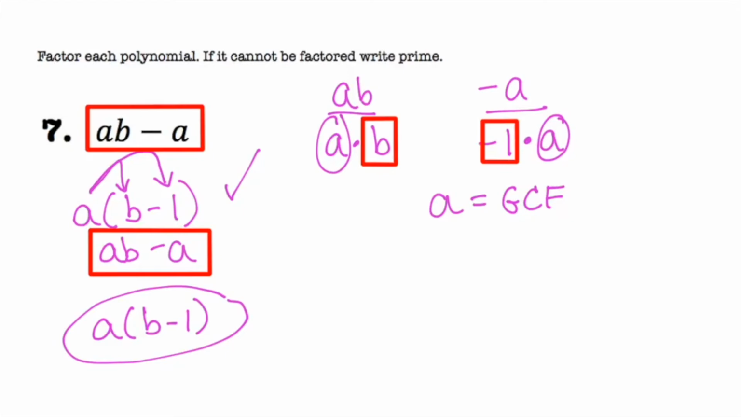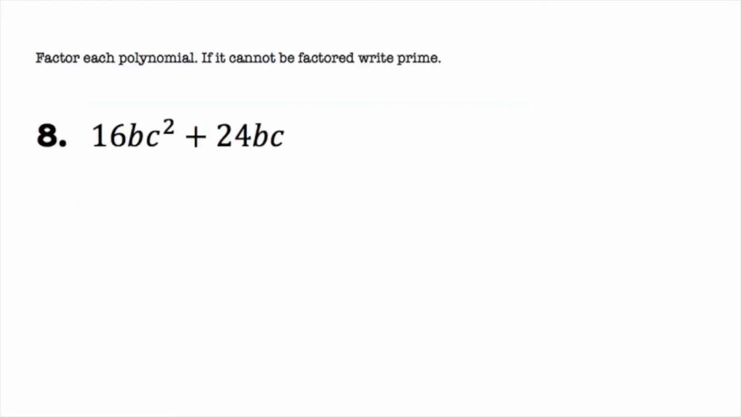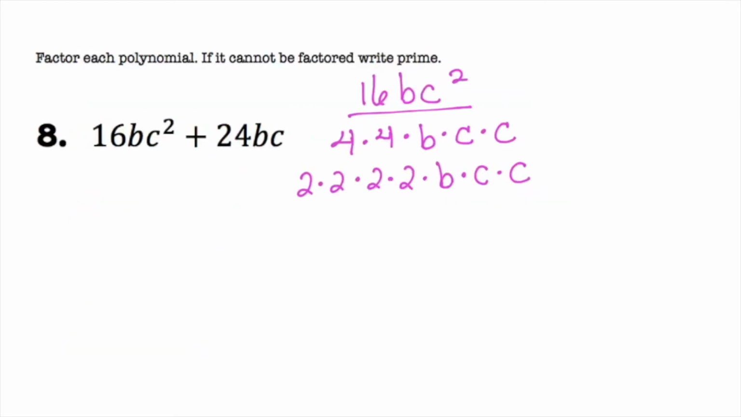And that is our final answer for number 7. All right, so for number 8, you have a little bit more going on. You've got some coefficients, 2 variables, you've got exponents. So we're just going to do one at a time so we can make sure that we make everything correct and you guys understand it.